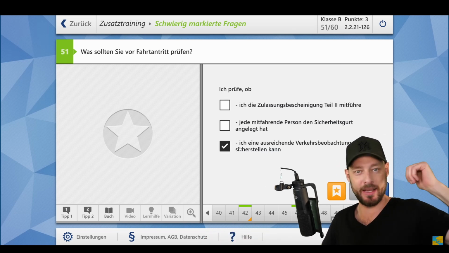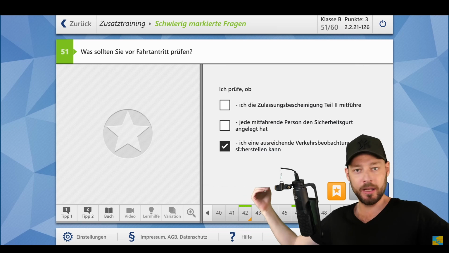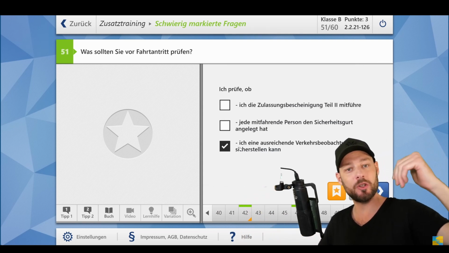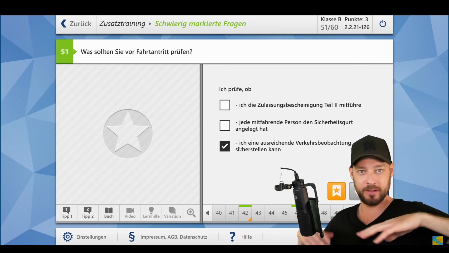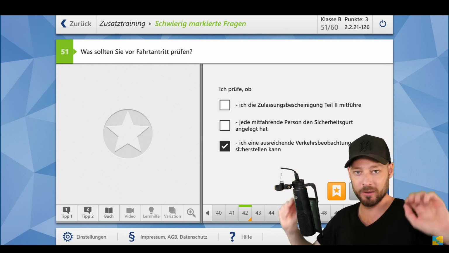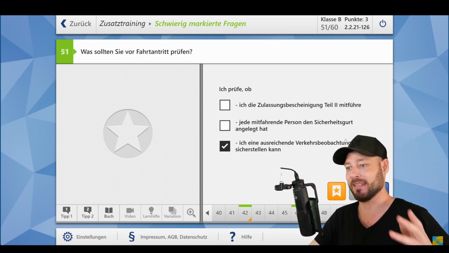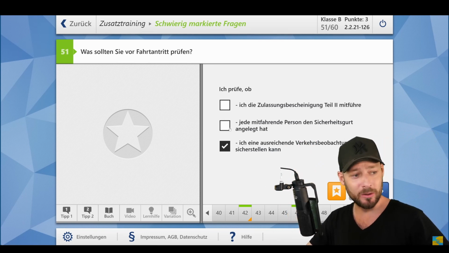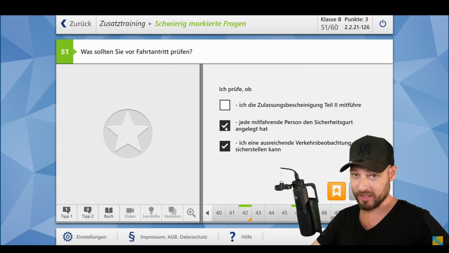So, of course we make sure that we have a clear view to the rear, that the mirrors fit, that we can see through the rear view mirror, and that we don't have a huge cupboard or something like that in the trunk. That makes sense. Of course we also make sure that all passengers are wearing seatbelts.